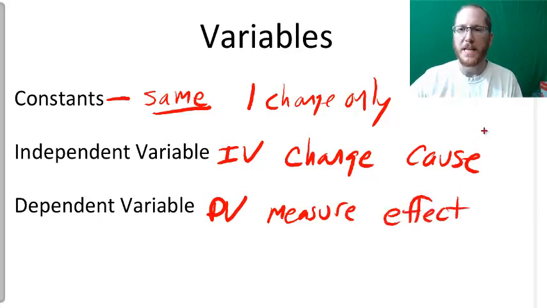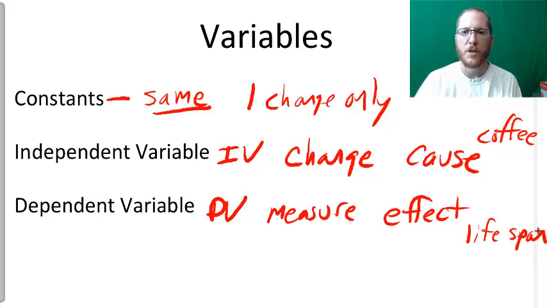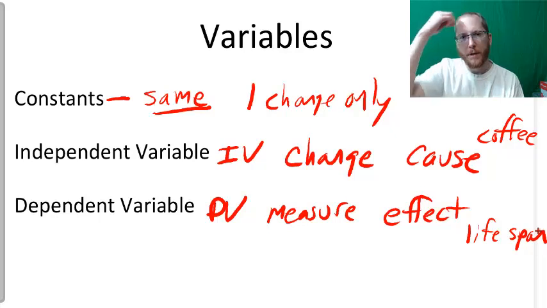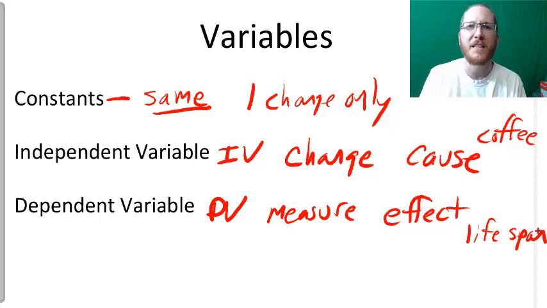So if the cause was ultimately coffee, the effect down here might be something perhaps like lifespan. How long did you live based upon the amount of coffee that we gave you? That's what we're after. So we'll talk a little bit more about those later, but in general, independent variable, you control. Dependent variable, this is what you're trying to measure. You're trying to see how it's affected by what you changed.